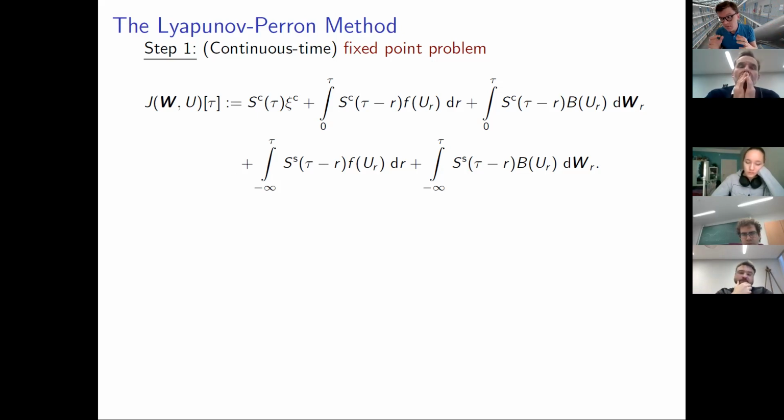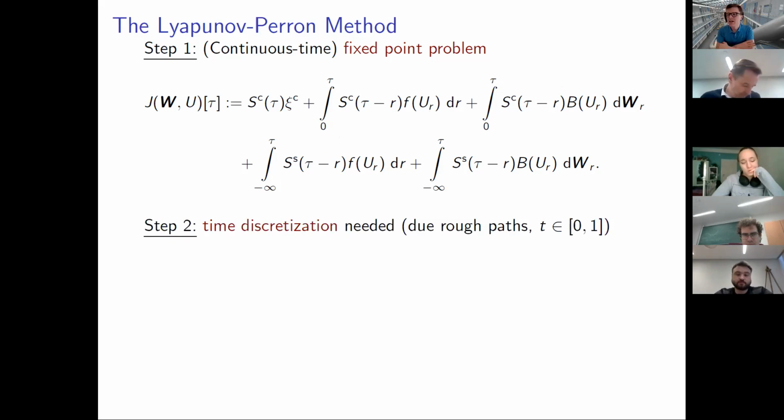So this is hard and difficult, but it's the same definition as in the deterministic setting. If I cross out this dW and this dW, you will find that definition in a standard textbook on Lyapunov-Perron methods for ODEs or PDEs. So that's why this definition is natural. You just augment it by the rough convolution type integrals. There's a little bit of a problem with this though, unfortunately.